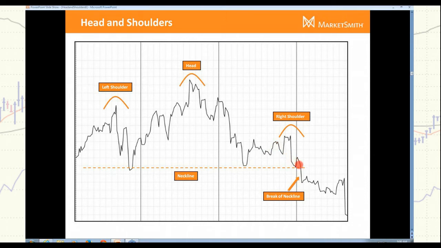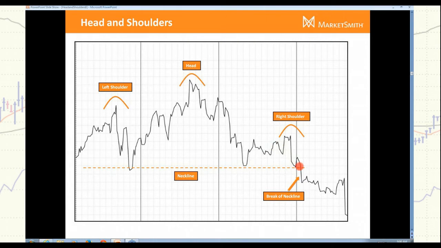And essentially what Arusha is saying is on this break of the neckline, that means that that big buyer that everybody was relying on to prop the stock up is no longer there, and that's troublesome. That means that somebody out there no longer wants to pay the price that they've been paying over the last several weeks or months, and that's what makes the break of the neckline really so important and key.